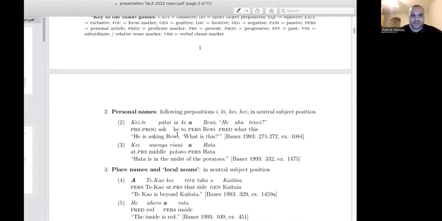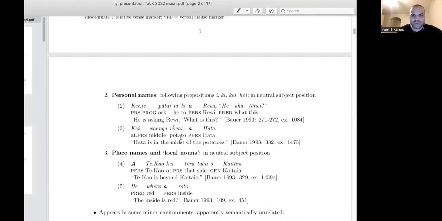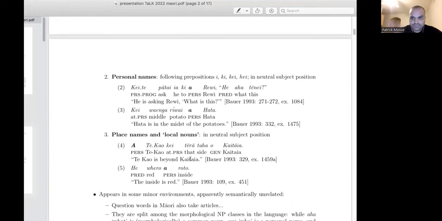Likewise, you get it with personal names. So personal names, basically in any canonical standard argument position, you get this marking. So neutral subject position or after these same prepositions. So some examples, he is asking Rewi, what is this? You have to say, he is asking Rewi, with the marker. So it's kind of like saying the Rewi, which you see in a lot of European languages too, but rather than using a definite article again, or something else like a pronoun or demonstrative, which you get in some Germanic languages, you get this special marker.